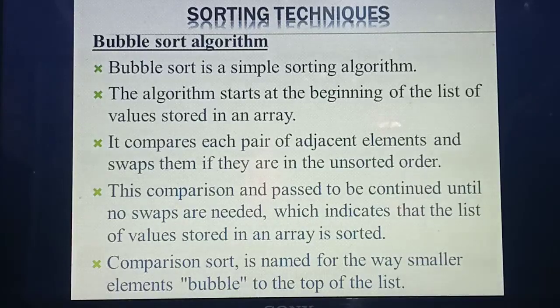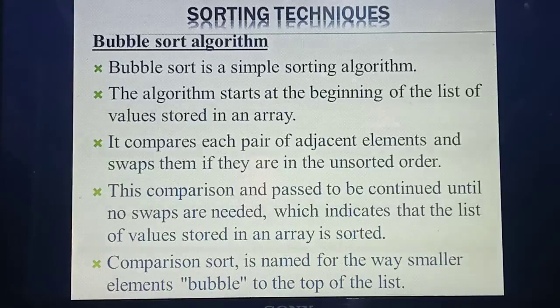Okay, so listen, what points have you studied? Remember it. Bubble sort is a simple sorting algorithm. This algorithm always starts at which point? The beginning of the list. The values are already stored in an array, and sorting starts from the beginning. So how will this algorithm work?